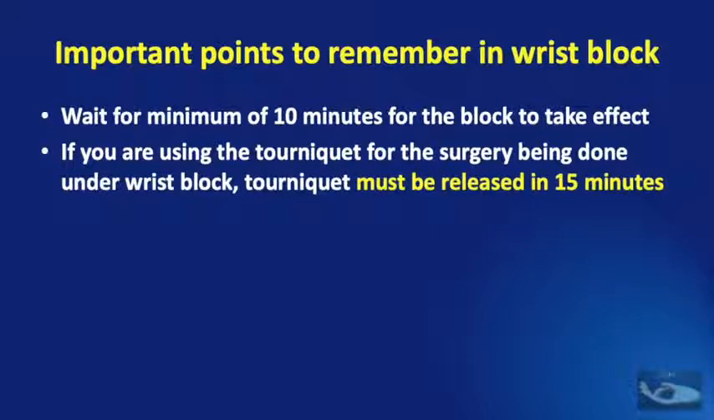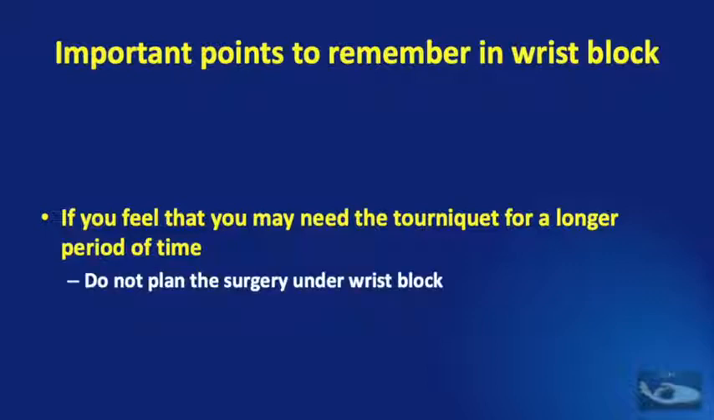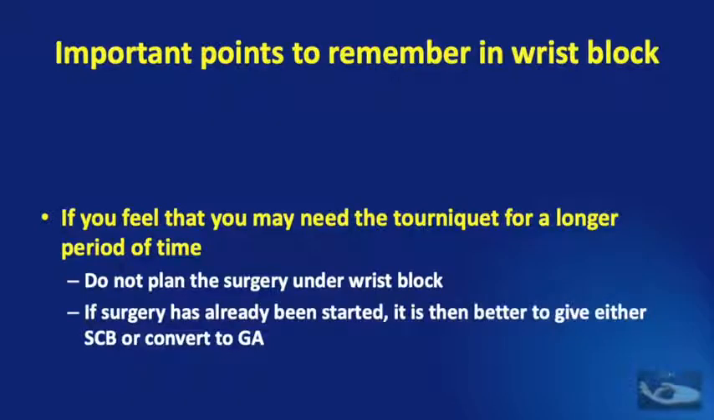If you are planning to use a tourniquet for the surgery being done under wrist block, the tourniquet must be released within 15 minutes. Beyond 15 minutes, the patient will start experiencing pain, and this should not be allowed. If you feel that you may need the tourniquet for a longer period of time, the planned surgery should not be done under wrist block, or if the surgery has already been started, it is then better to give either supraclavicular block also or convert to general anesthesia.